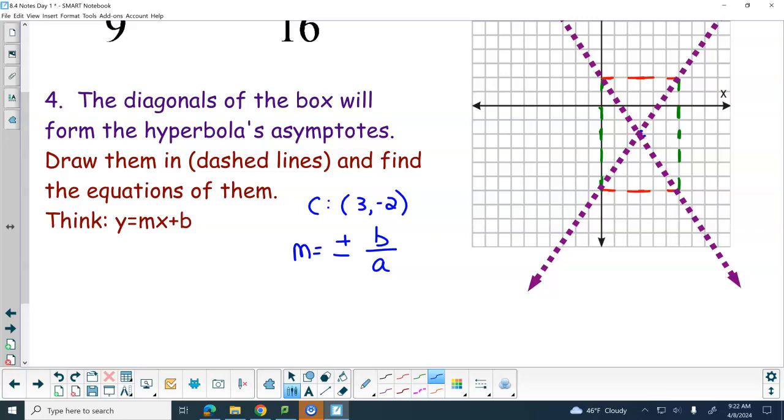So in this particular case, then, that would be plus and minus. My B value was 4. My A value was 3. So the slope of the positive, the one going up and to the right, is 4/3. The one going down and to the right is negative 4/3.